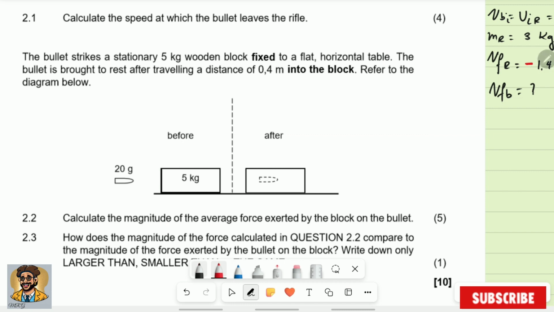But it's stationary. That is important. Let's write here, the velocity of the block is equal to 0. It's stationary. The initial velocity of the bullet is 210 meters per second. Do you understand? We got it there, calculated just now. The bullet is brought to rest after traveling a distance of 0,4 meters, from the beginning of the block, from this point.